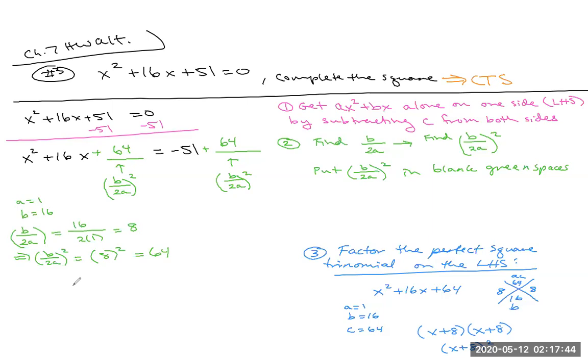So the left-hand side over here becomes x plus 8 squared. And then you still have on the other side the equals negative 51 plus 64. And we'll go ahead and find that value so that we can erase that. So this part here, when you add it up, is actually 13.